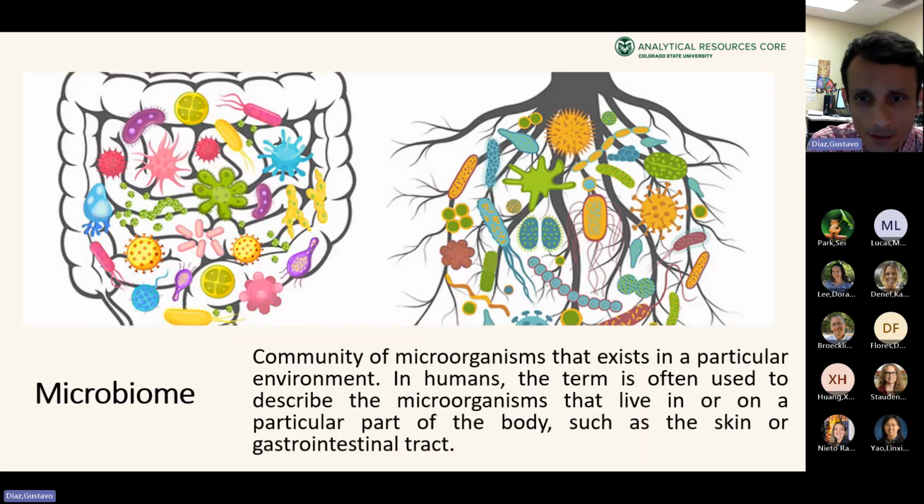So let's start talking about a little bit of the microbiome as the subject of a study of metaproteomics. And as you know, the microbiome is a community of microorganisms that exists in a particular environment. In the particular case of humans, the community of organisms living in a particular anatomical localization, such as the gut microbiome, the skin microbiome. So every surface of our body that is exposed to the environment is going to be covered by microorganisms.